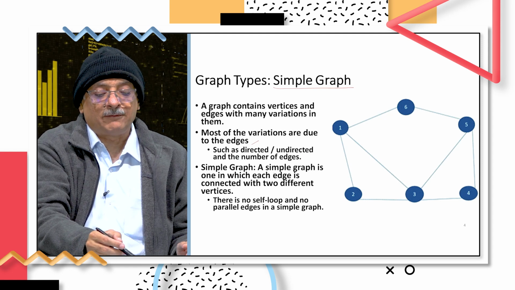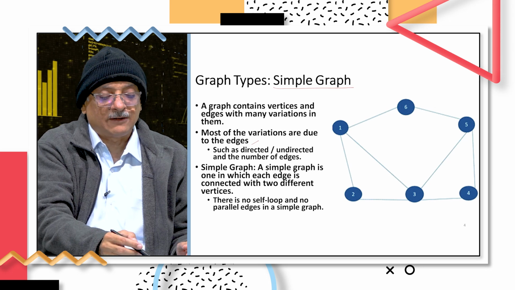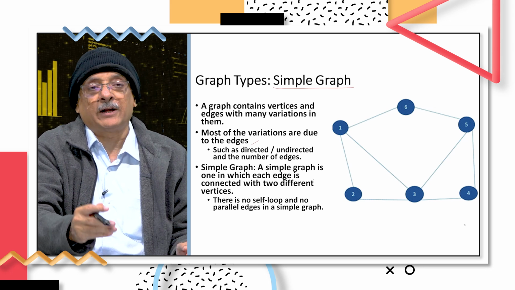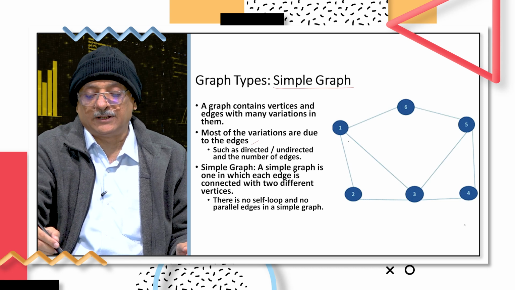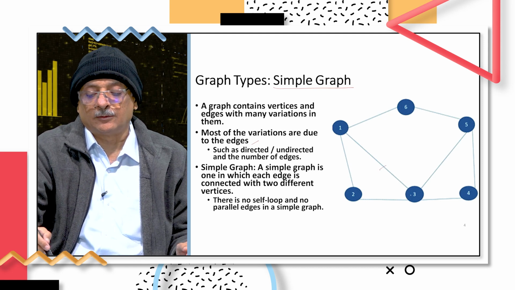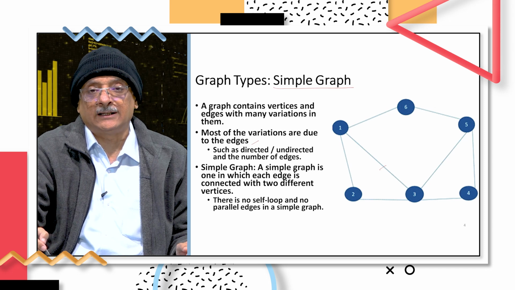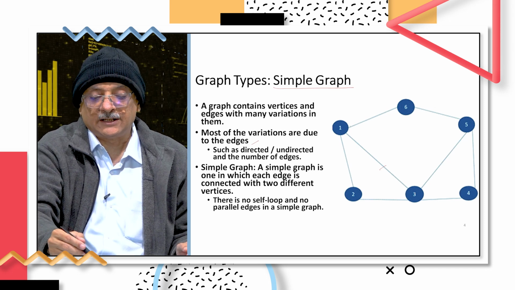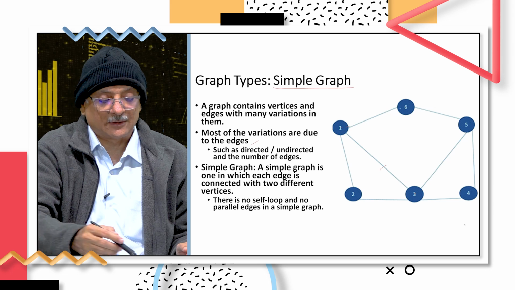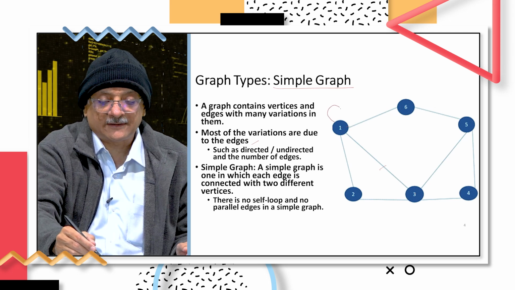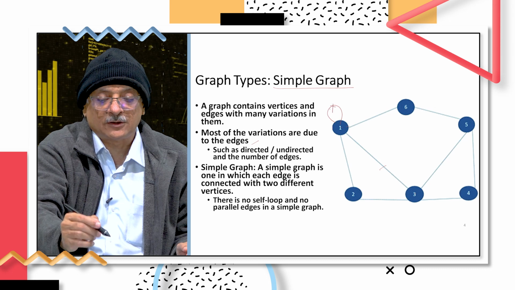So, a simple graph is the one in which each edge is connected with two different vertices. So, this edge is between nodes 1 and 3, whereas this edge is between 1 and 6. So, there is no self loop. If there is a loop of this kind, that is a self loop, it is not allowed.